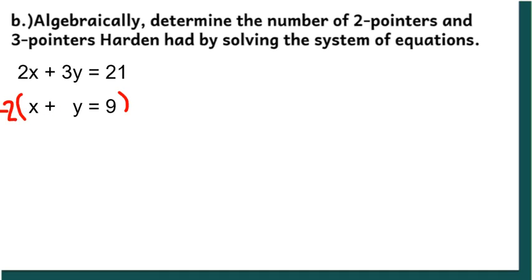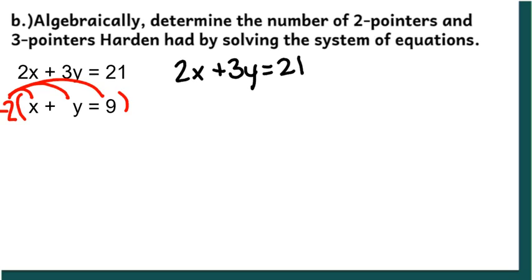Let's go ahead and rewrite our system of equations. The top equation stays exactly the same, but the bottom equation changes now. I need to distribute this -2 to every term in this equation. This results in -2x minus 2y equals -18.